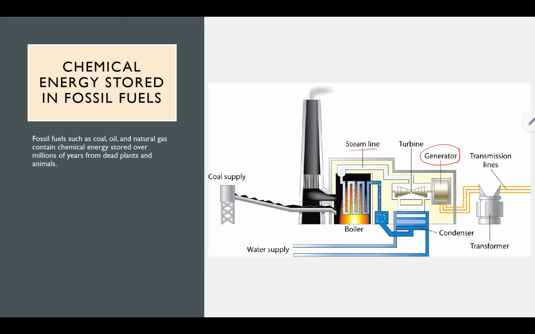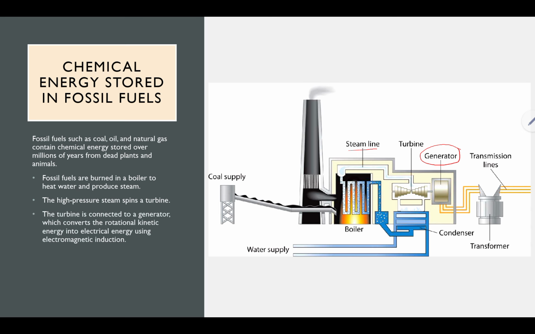So fossil fuels such as coal, oil, and natural gas contain chemical energy stored over millions of years from dead plants and animals. Fossil fuels are burned in a boiler to heat water and produce steam. The high-pressure steam spins a turbine, which is connected to a generator, converting the rotational kinetic energy to electrical energy using electromagnetic induction. This is the most common method used in thermal power stations and the most common method which we are currently using nowadays.